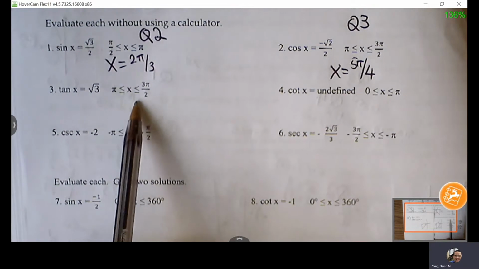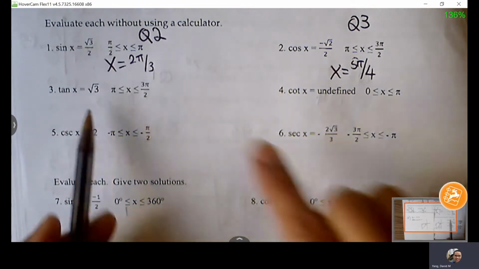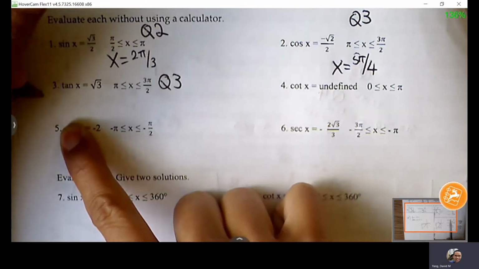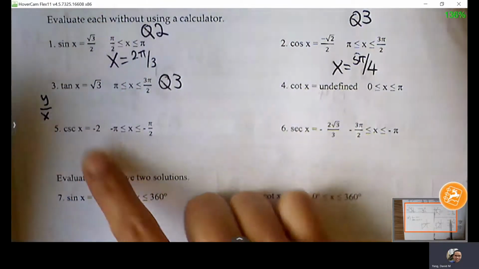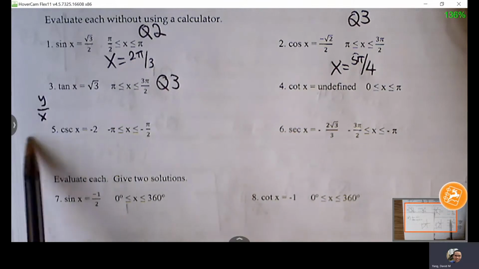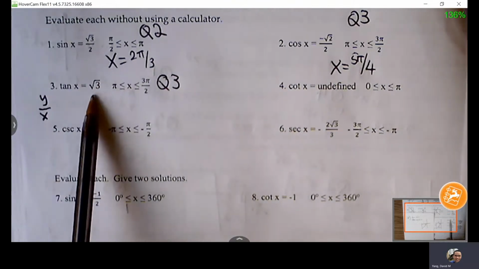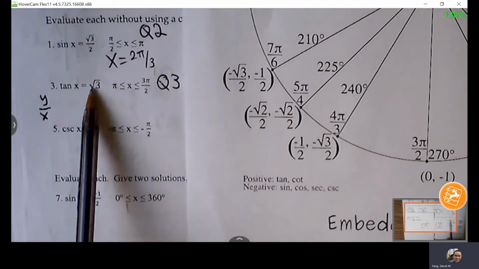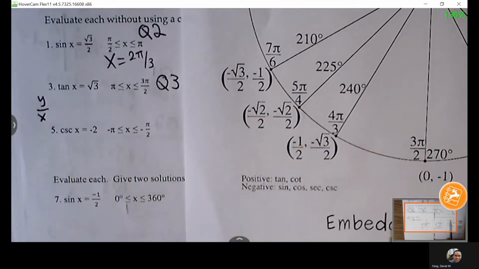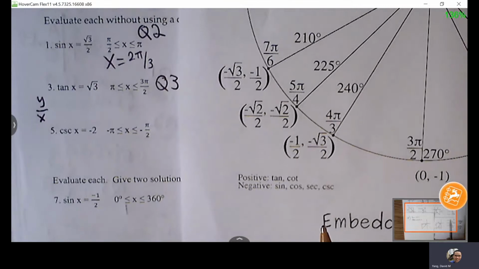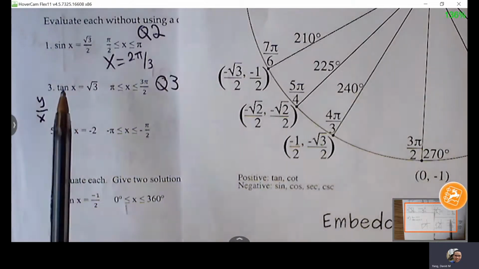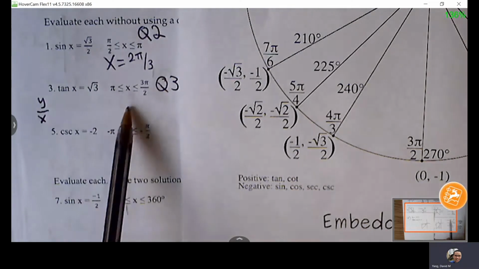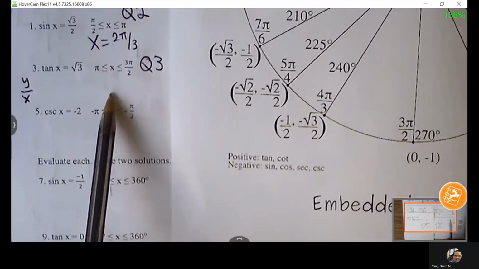Okay, so between pi and 3 pi over 2, we know again we're dealing with the third quadrant. Remember, tangent is y over x. So we have to find a combination of y over x that will produce square root of 3 in the third quadrant. So what did you guys get? Let's see, tangent equals root 3 in the third quadrant.